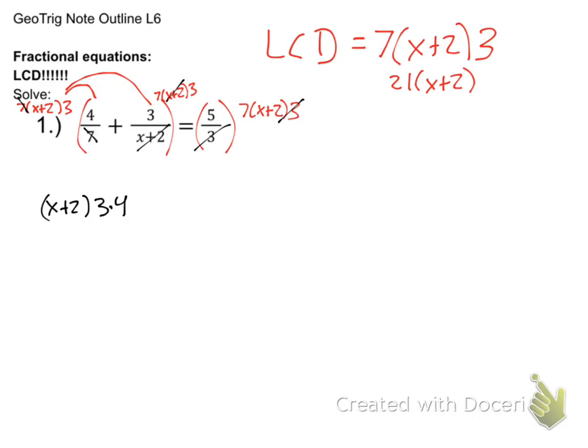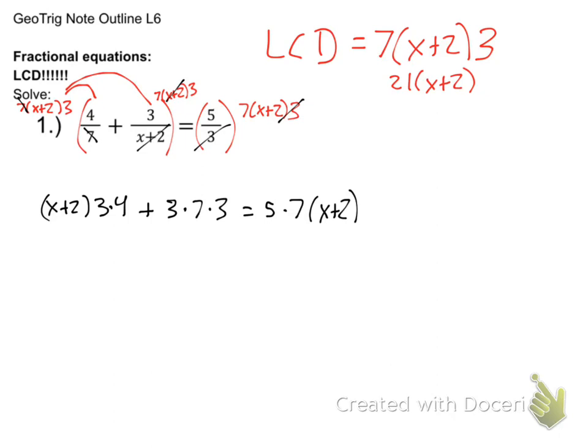Plus, who's left here? A 3, a 7, and a 3. So 3 times 7 times 3. And going over here, I got equals. I have a 5, a 7, and an x plus 2. Is everybody with me on realizing where all of these numbers came from?